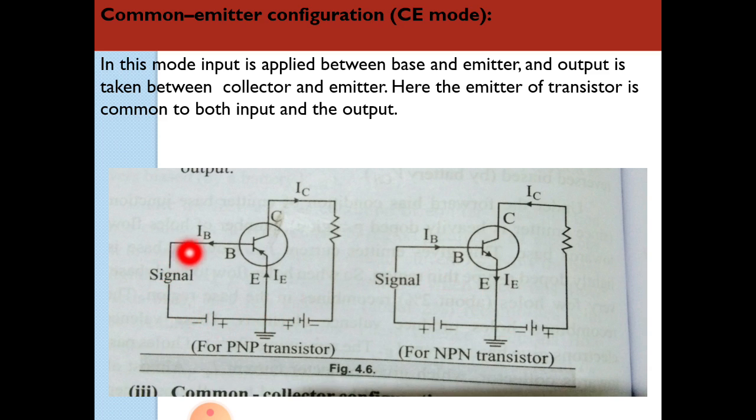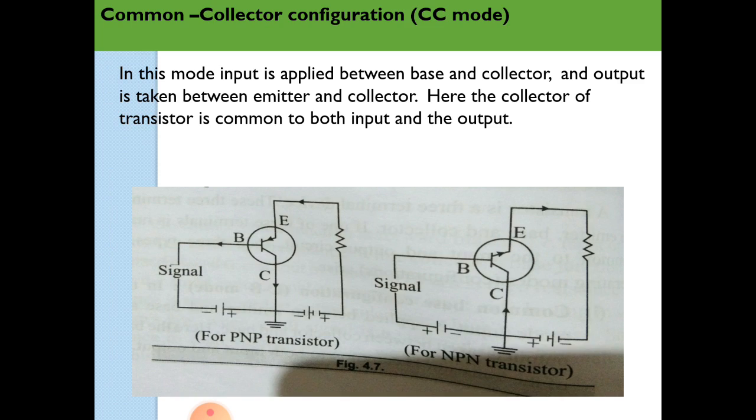Hence when current is going through the input circuit, the emitter terminal collects it and transfers it towards the output circuit. Okay, so this is the common emitter configuration, that is CE mode.